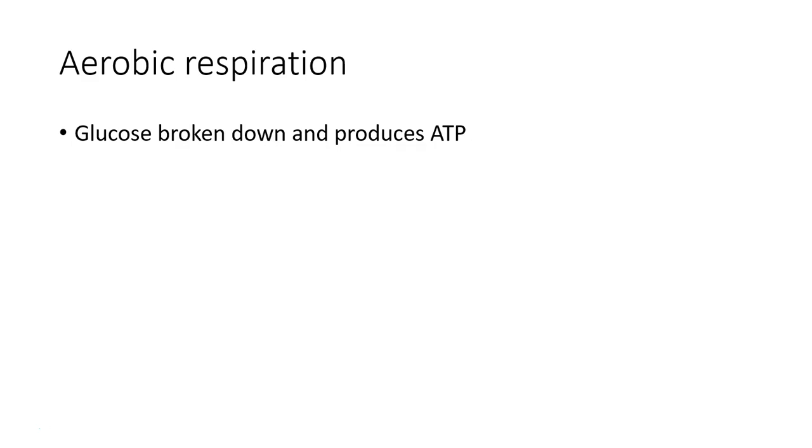So what is aerobic respiration? It's a chemical process. It's a biochemical pathway, which is a set of chemical reactions that happen in a step-by-step fashion, where glucose is broken down, and the whole point of breaking down glucose is to produce ATP. Why do you need ATP? To release energy so that enzymes can do their work.